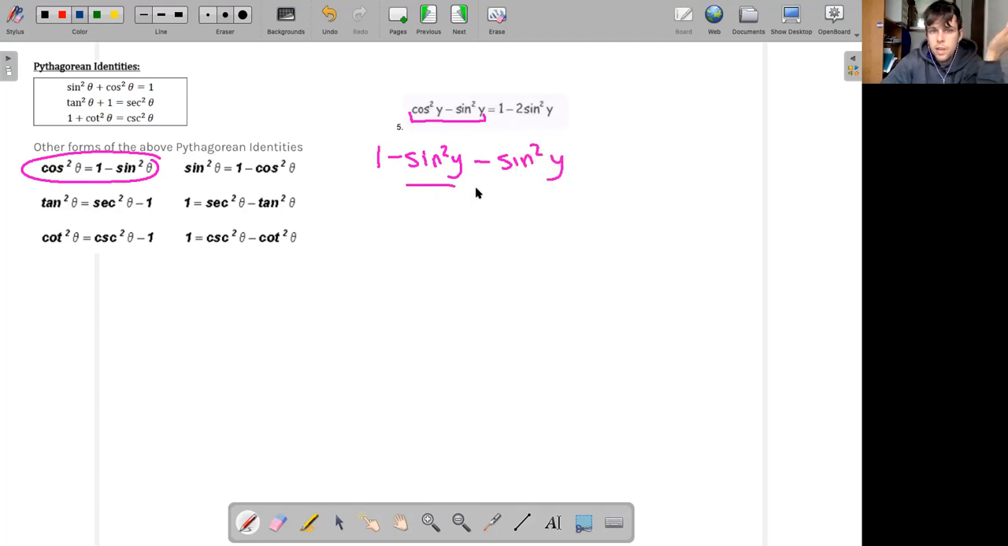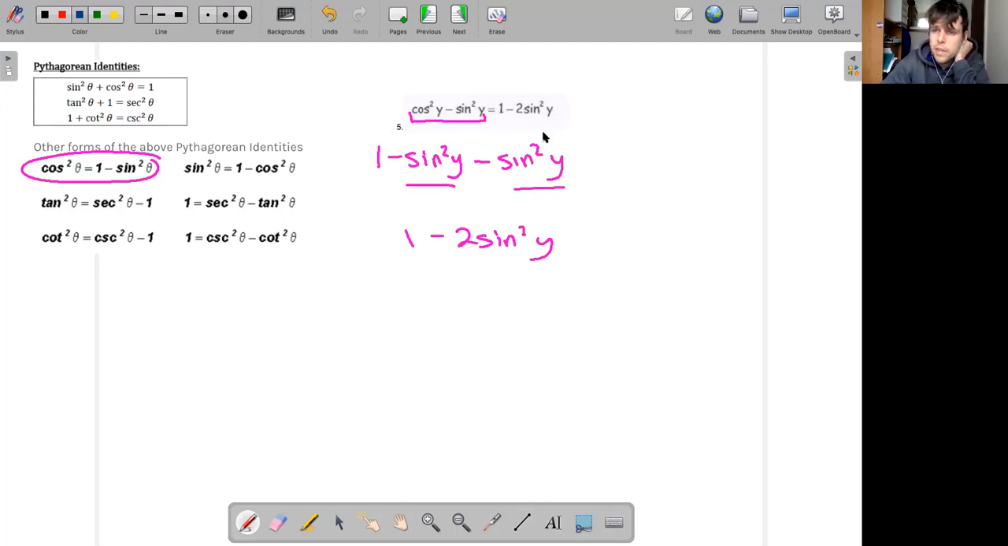And then obviously here we have like terms. We can put those together into 1 minus 2 times sine squared y. And there we go. The left-hand side is now matching the right-hand side, and we've established this identity. There are other ways we could have gone about this.